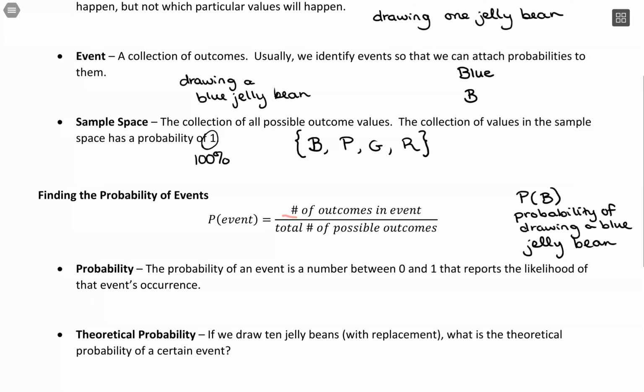In the numerator, we'll take the number of outcomes that fit that event out of the total number of possible outcomes. So for our example, I'll write it down here with our definition of probability. The probability of an event is a number between 0 and 1.